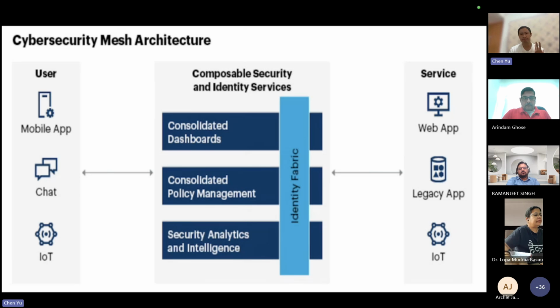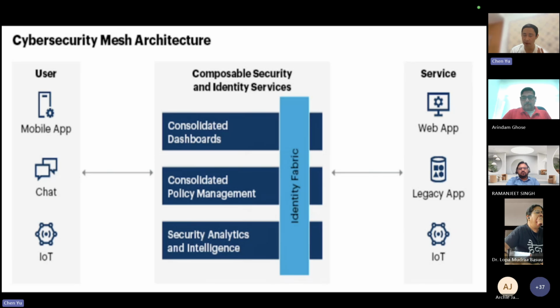To make things easier, I just want to share my experience. If I am the chief security architect of one organization and I want to build a secure architecture for my organization, according to the CSMA architecture, what will I do and what will I consider? Okay, this is something I want to share.